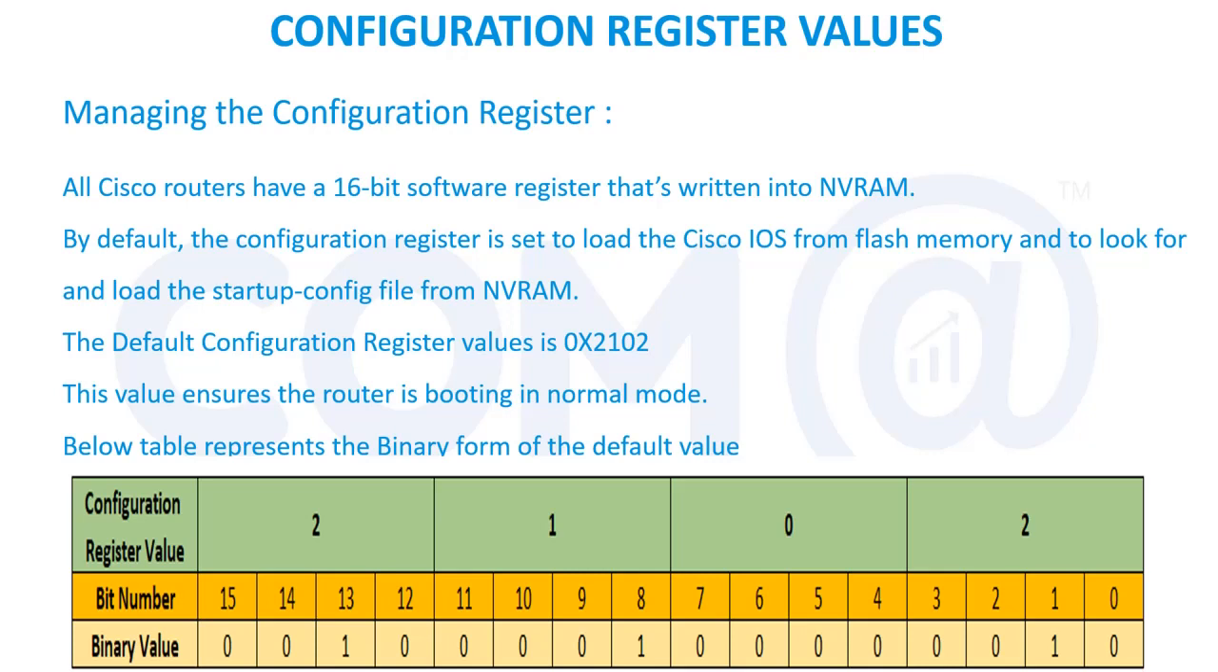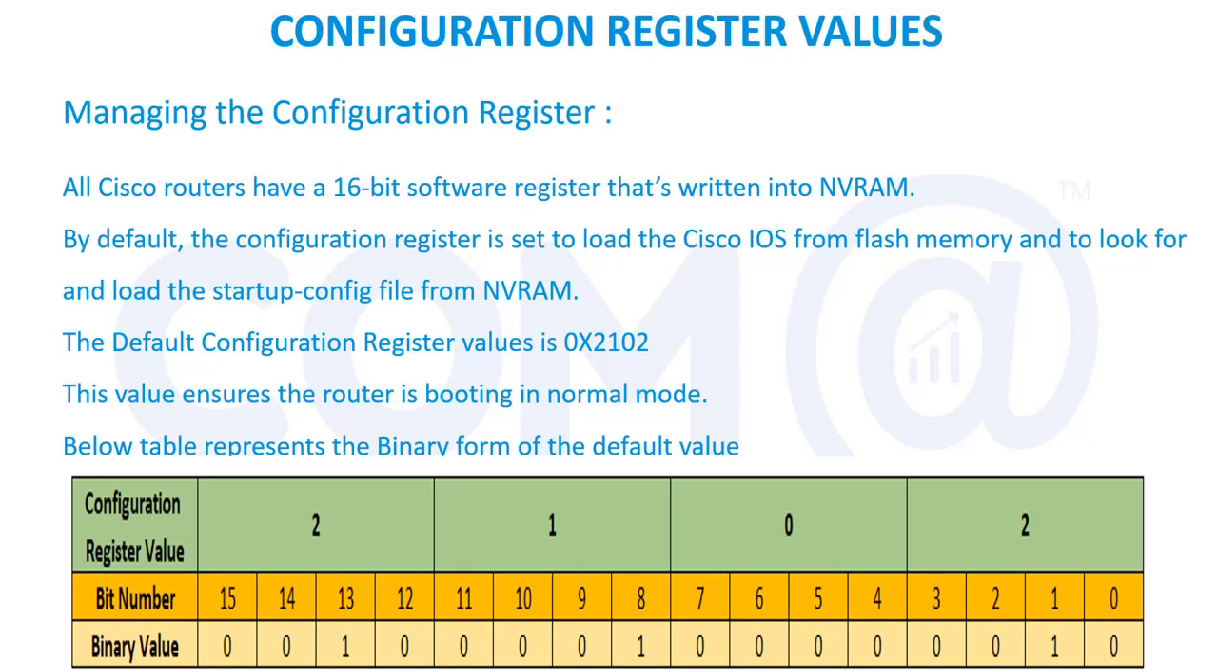So what happens is we are setting some value, 2102. By this, it is always marking towards loading the IOS from flash and the configuration from NVRAM. So that is how the default value is working. This value ensures the router is booting in a normal mode.